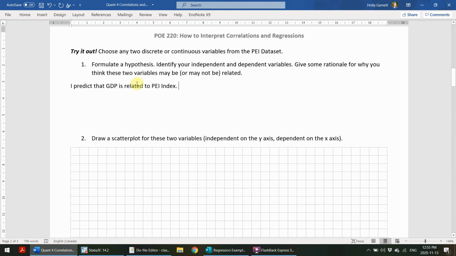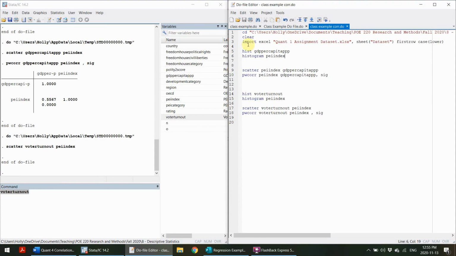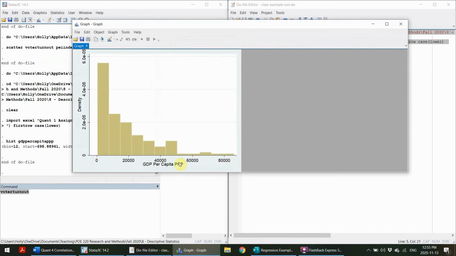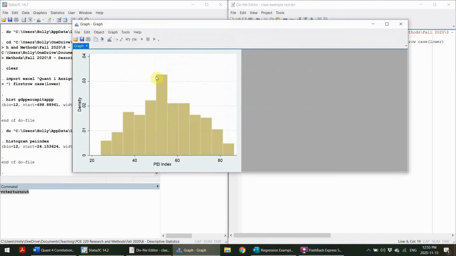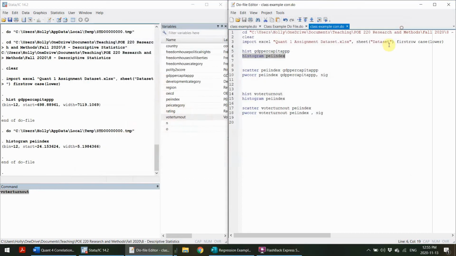So the first thing I'd want to do is maybe look at some histograms just to see how these two variables look. So let's go over to my fancy dancy computer thing. Let's look at the density. This is how many times each observation shows up. This is GDP. You can also look at the PEI index. We've looked at this before, I think. There's a nice little normal curve going on.